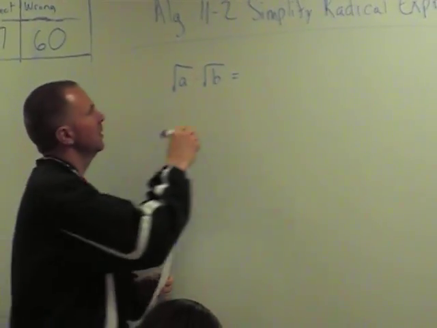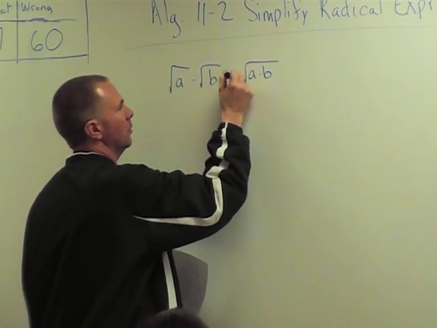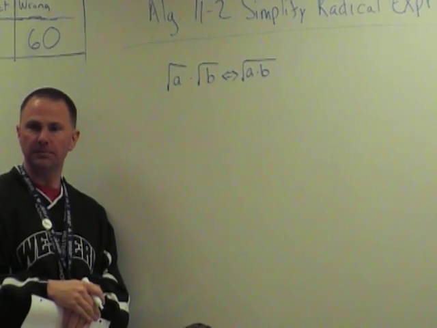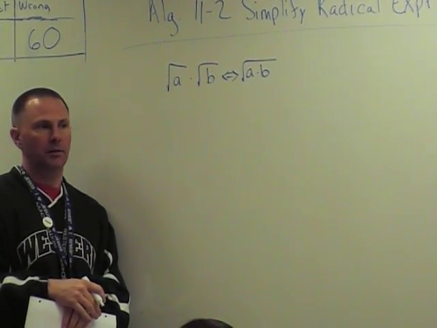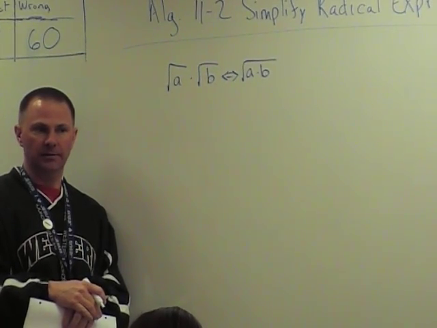Multiply two radicals together, you can put what's underneath them together in a multiplication. Or you can also do the opposite, separate a multiplication. You cannot do that with a plus and a minus sign. You cannot do that. Okay.